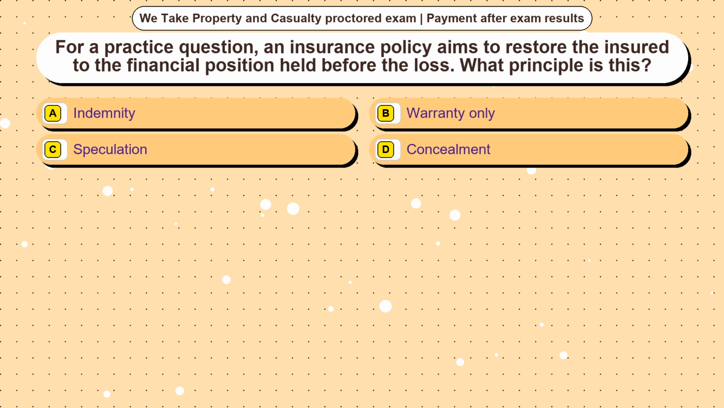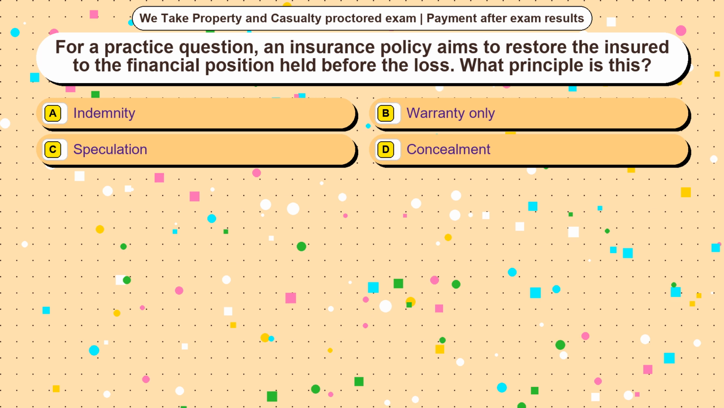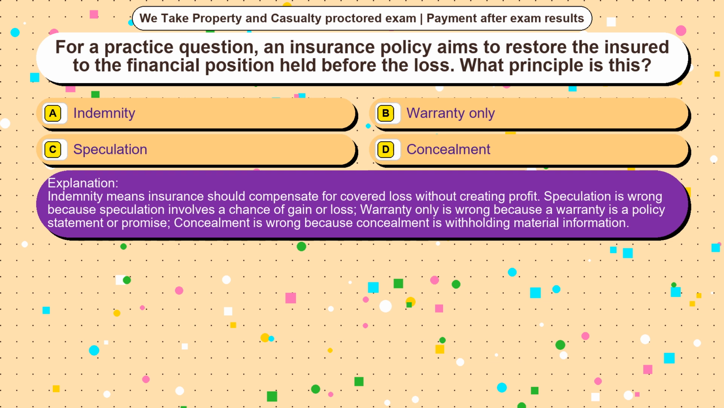Question 9. For a practice question, an insurance policy aims to restore the insured to the financial position held before the loss. What principle is this? Option A, indemnity. Option B, warranty only. Option C, speculation. Option D, concealment. The correct answer is option A. Indemnity means insurance should compensate for covered loss without creating profit.